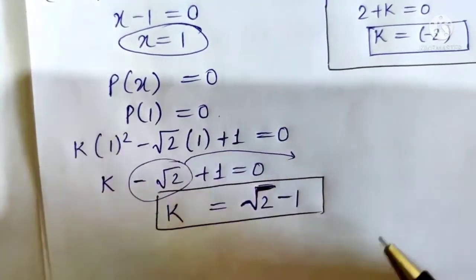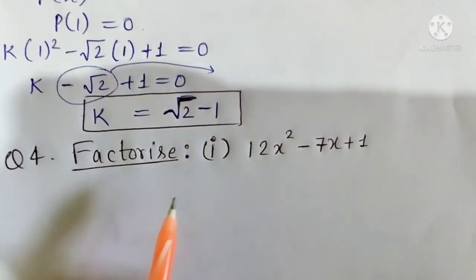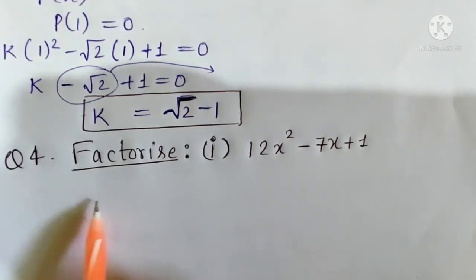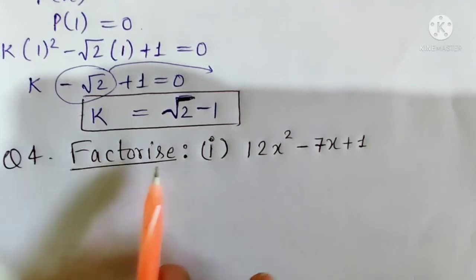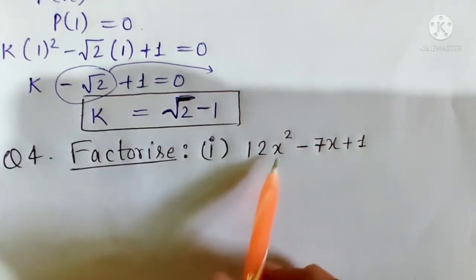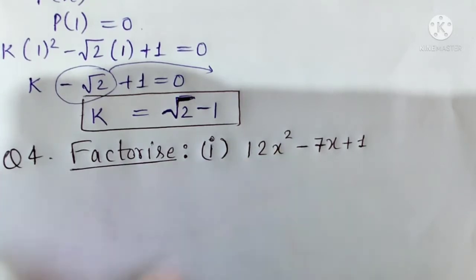So I hope it is clear to you. Now the next question is very important. Just check what is written. Question 4, factorize. In the NCERT book they have given question number 4: factorize. Only the word factorize. You have to factorize the given polynomial. Now what is given? Just check. 12x square minus 7x plus 1.